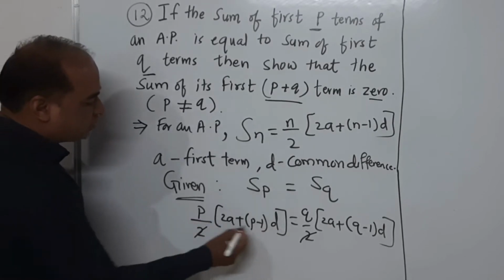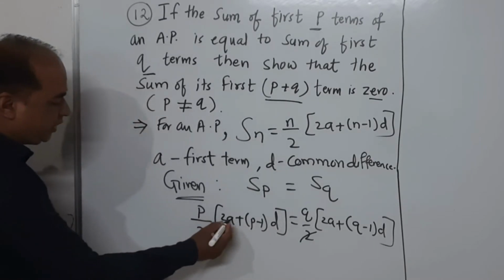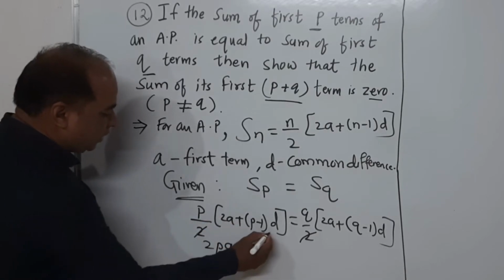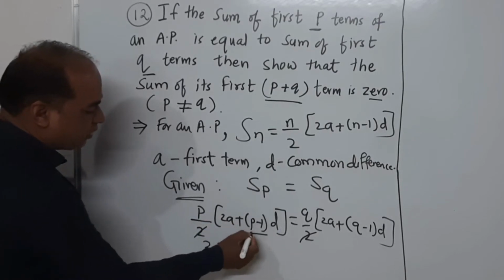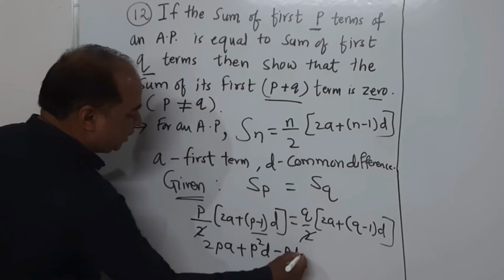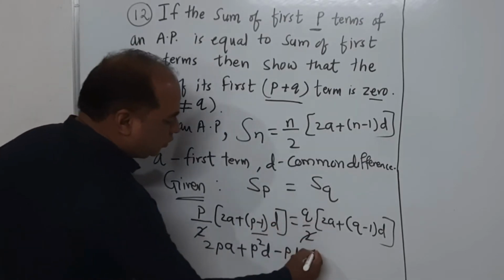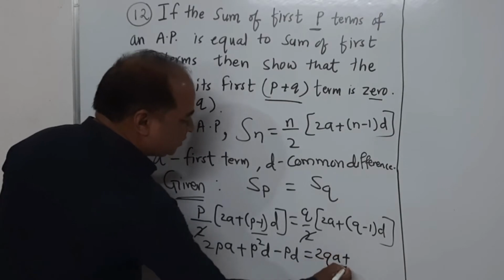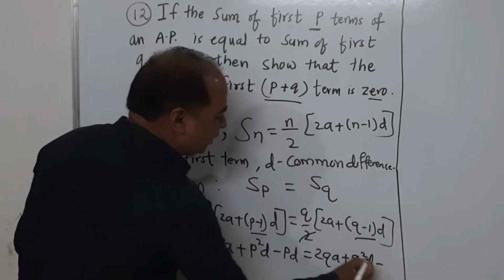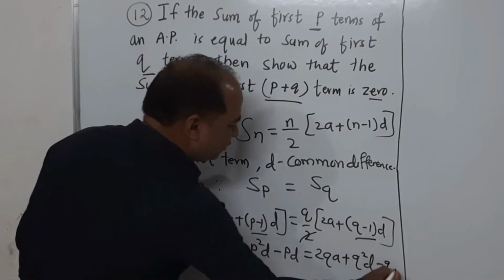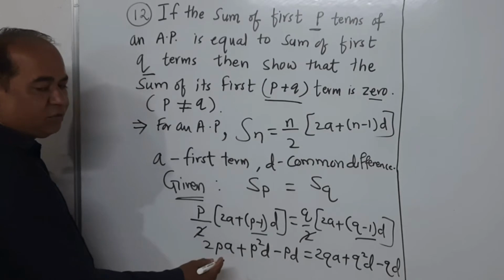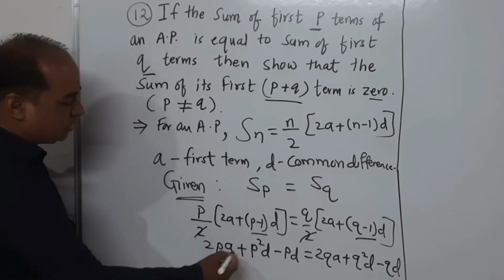Now multiply, we open this bracket on both sides of the equal to sign. So p into 2a, that is 2pa, plus p into p square, and we multiply by d this bracket only, so p square d minus p into 1 into d is equal to, here q into 2a, that is 2qa, plus q into q square into d minus q into 1, that is q into d.